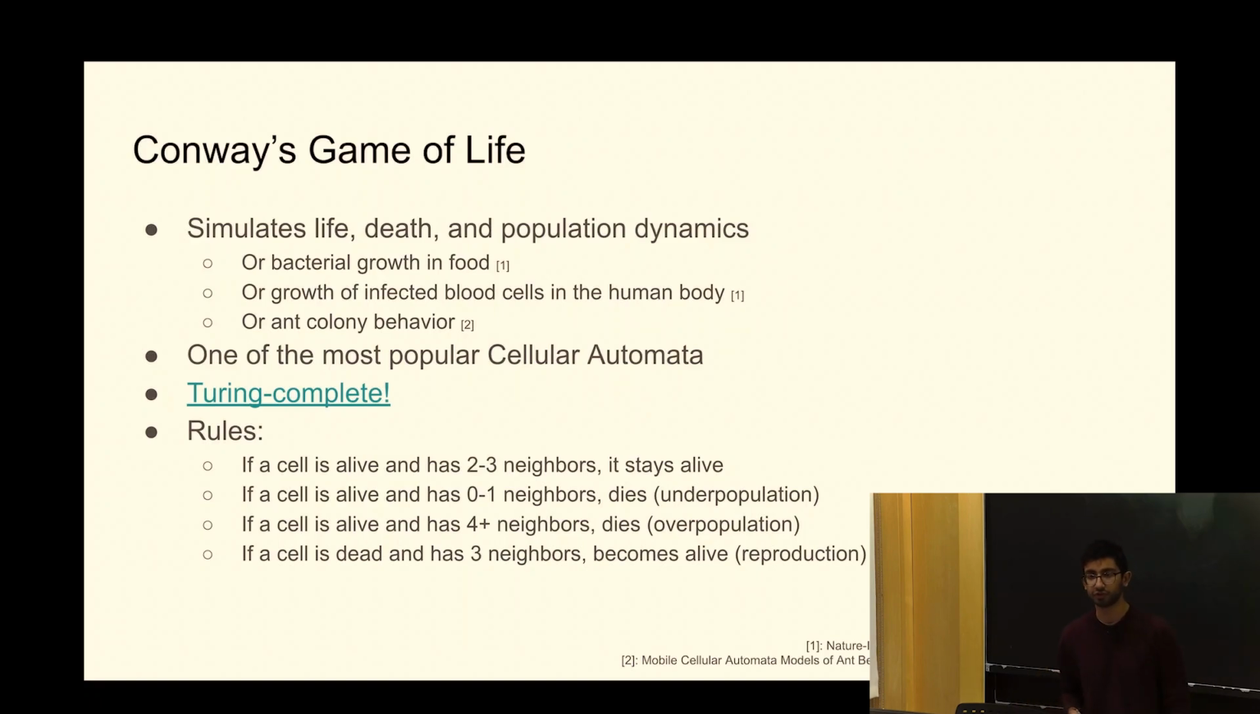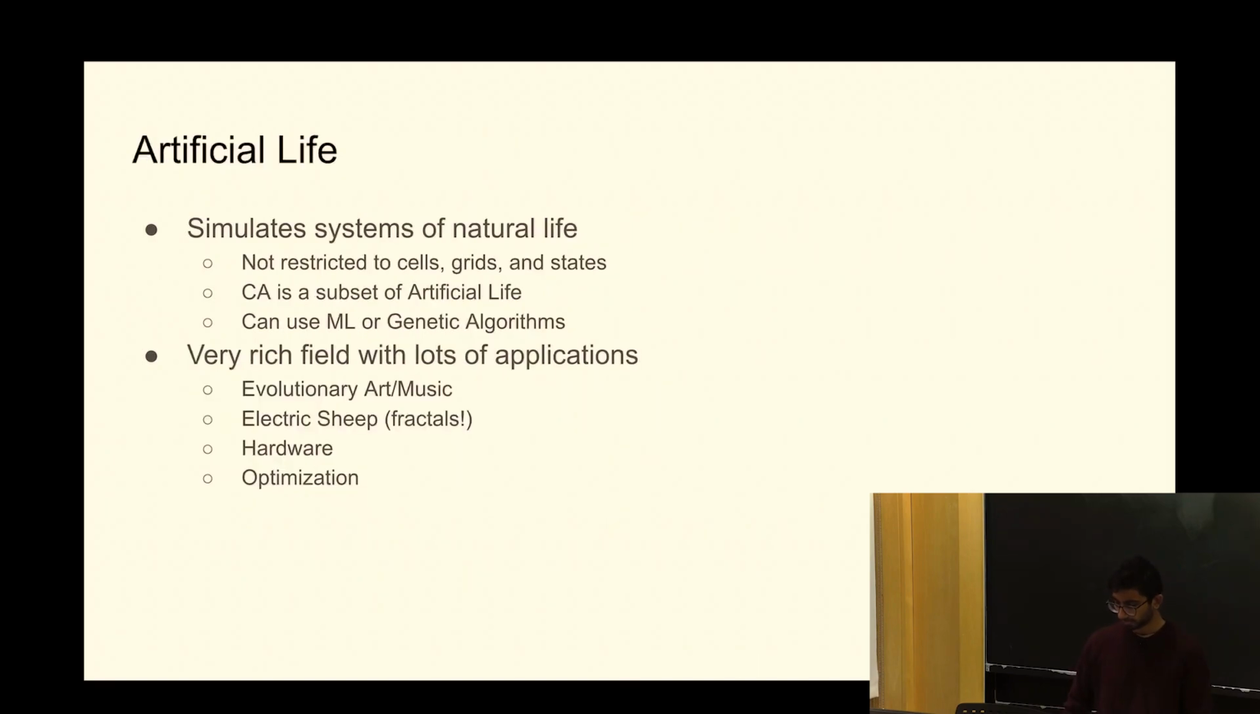I want to touch on artificial life in, I think, exactly 2 slides, and then we'll hit the blackboard, really understand what all of this stuff means, and then code it out. Okay, artificial life. So it turns out cellular automata is a subset of artificial life. And artificial life more broadly simulates systems of natural life. This might be how birds flock, or fish school, or ant colonies behave. And we'll talk about all of those in just a second or two.